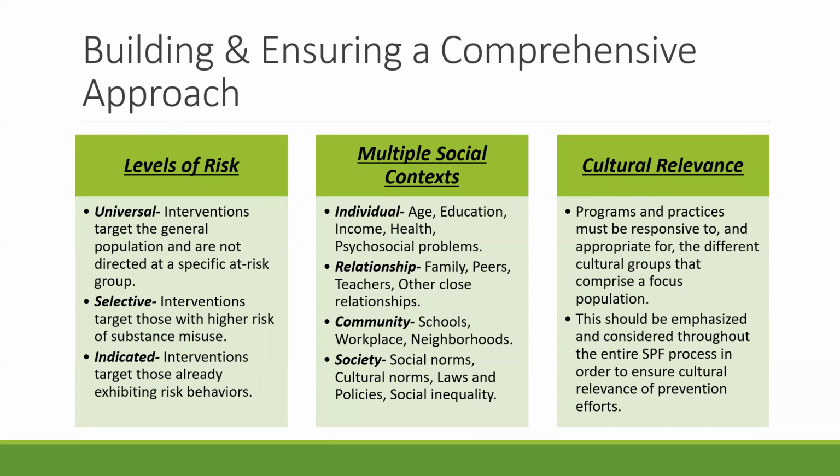When looking to build and ensure a comprehensive approach, there are a few things to consider. Prevention work can target populations at different levels of risk. Universal programs target the general population and are not directed at any specific populations. Selective interventions target those with higher risk of substance misuse, while indicated interventions target those who are already exhibiting risk behavior. Considering all of these levels is vital for effective prevention work.